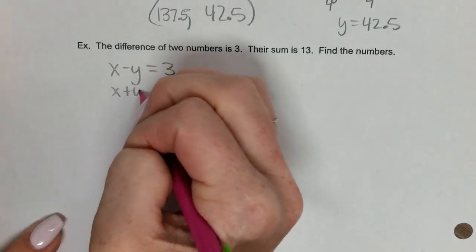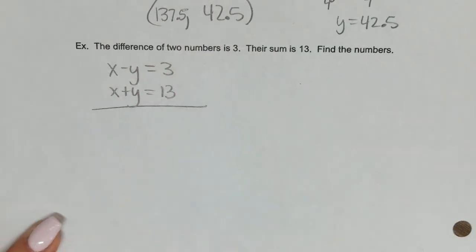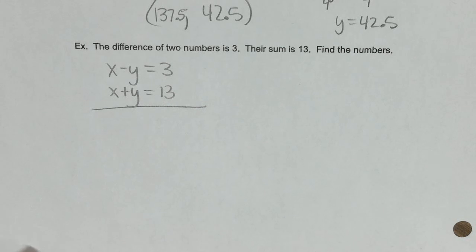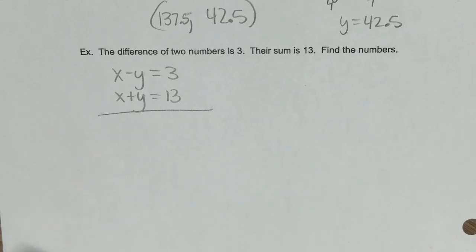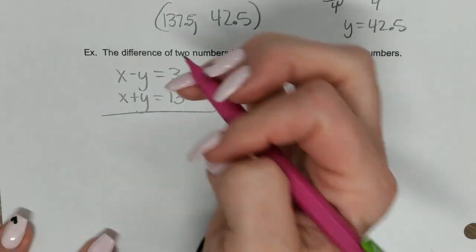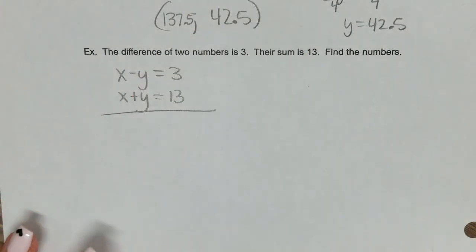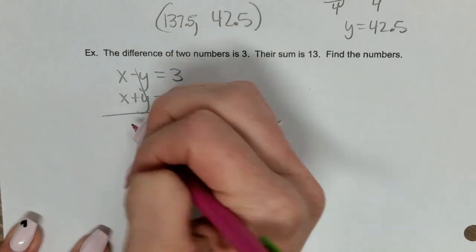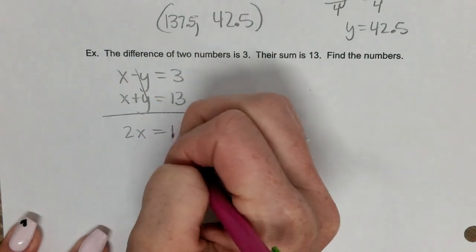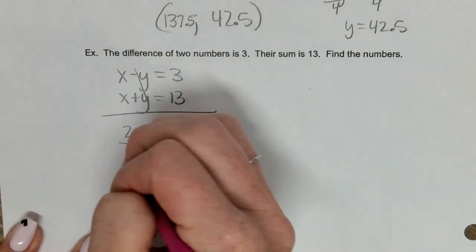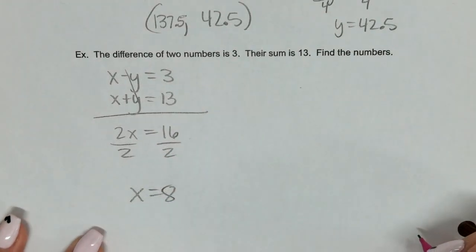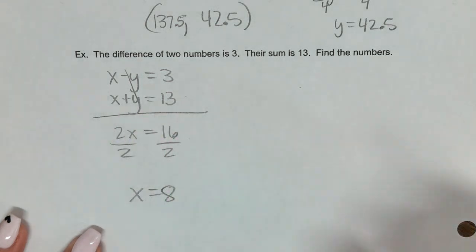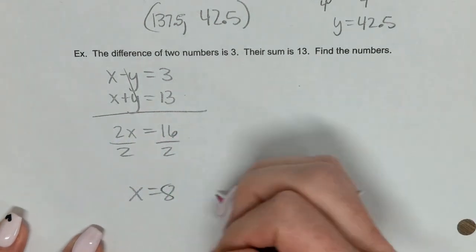All right, here we go. Do I need to change anything or can I cancel them out? All right, so I have 2x equals 16. Divide by 2, and the value of x is 8. Oh my god. That is wrong. All right, so 8 plus what is going to give you 13? 5.